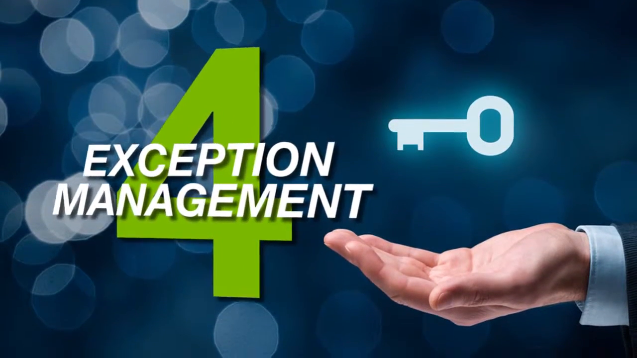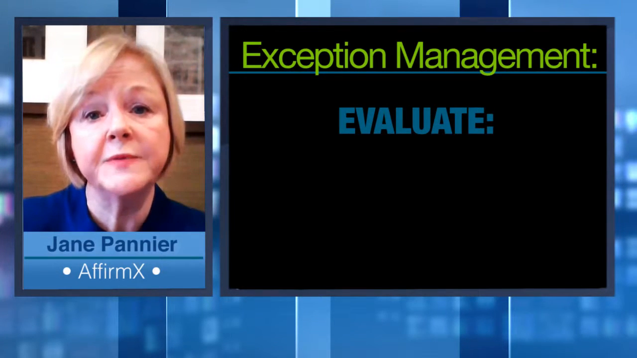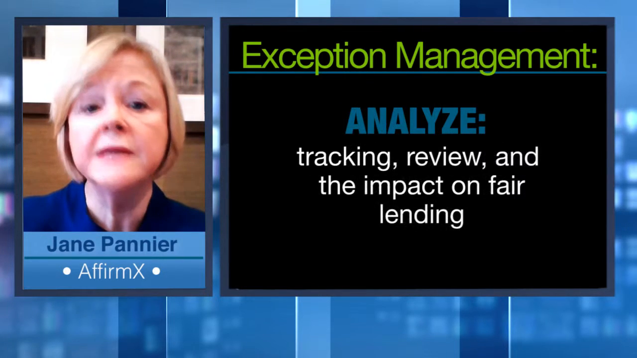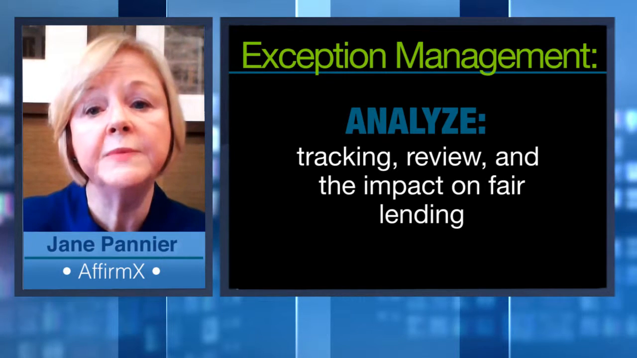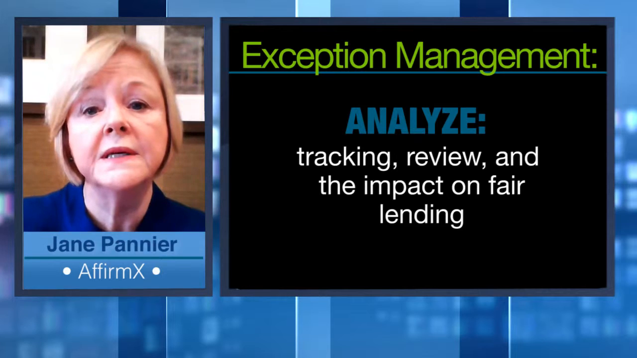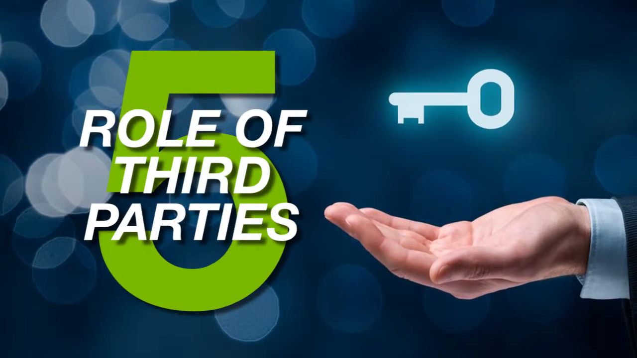The fourth area is exception management. Here you'll want to evaluate your institution's exceptions in decisioning, pricing, and the setting of loan terms. Analyze the tracking of exceptions, the review of exceptions, and the impact on fair lending for both direct and indirect lending channels. The fifth key area is considering the role of third parties in the lending process.